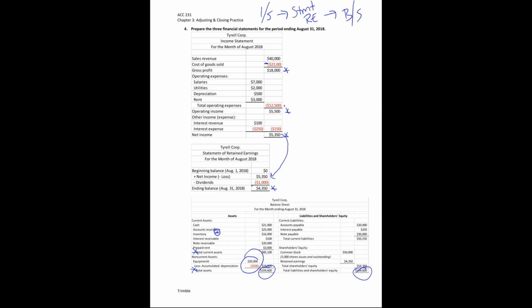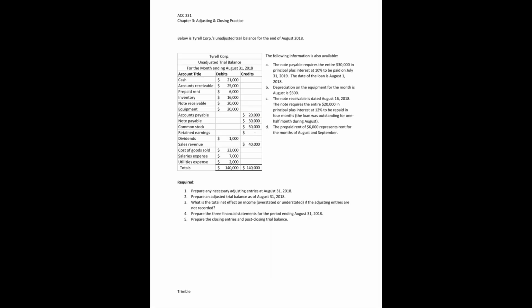On the liability and equity side, you can see all of our current liabilities added together, getting us that subtotal, all of our shareholder equity and our retained earnings figure, so you can see where we got that $4,350 for ending retained earnings balance, giving us your total shareholder equity. Then those two numbers can be added together to get your total L&E, or liabilities and equity, which should equal assets.